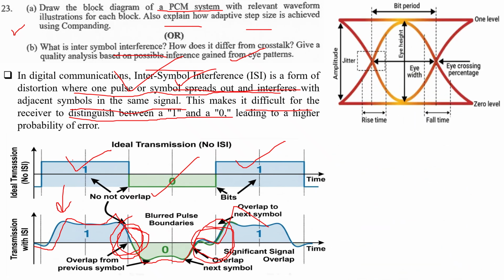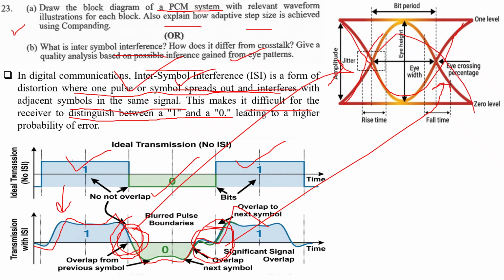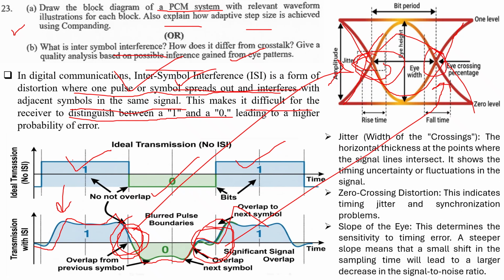Okay, so now if we plot both regions for multiple signals, they create an eye type of pattern, right? So this is the 1 and this is the 0. When we plot 1 and 0 both in the same diagram, it becomes an eye pattern. Now this is the cutoff limit. If it is greater than this, you can say the signal is 1. Less than that, you can say the signal is 0, right? So you can identify jitter, that is the width of the crossing, then the zero crossing distortion and the slope of the eye, all these things, right?